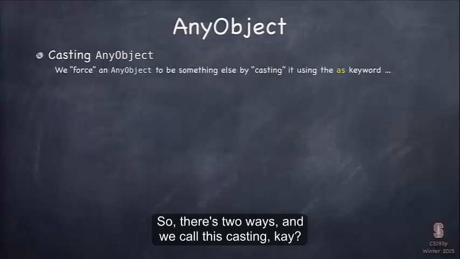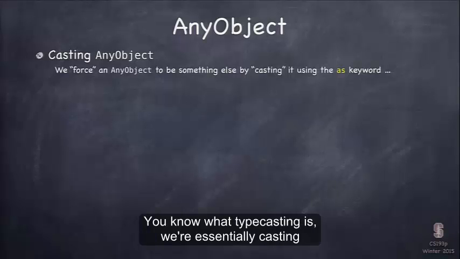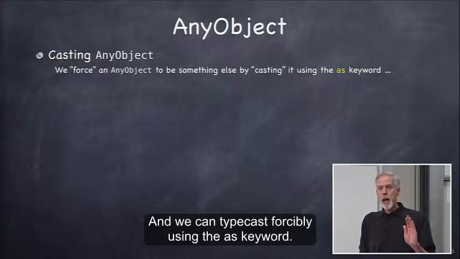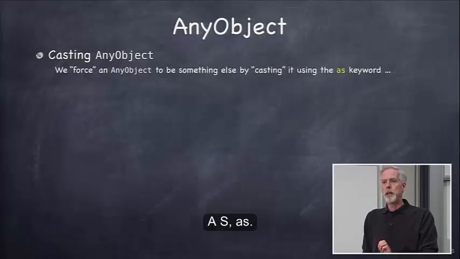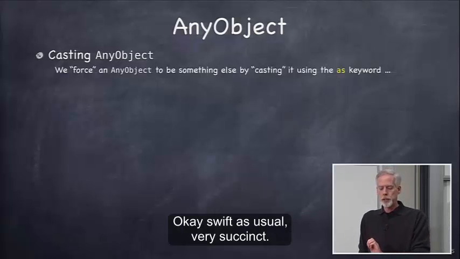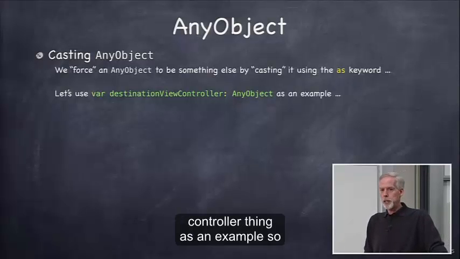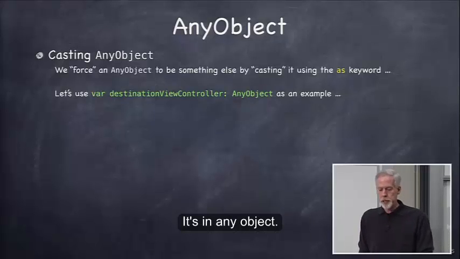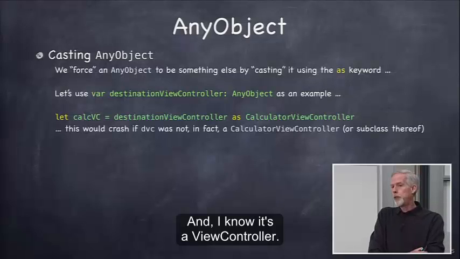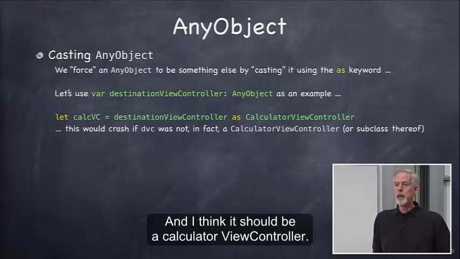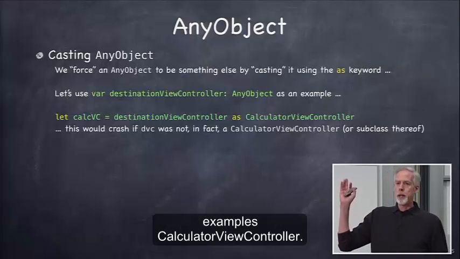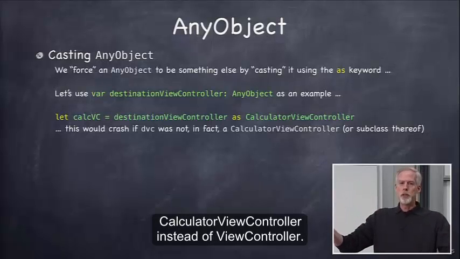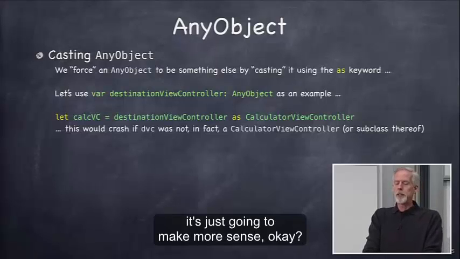So there's two ways, and we call this casting. You know what type casting is. We're essentially casting the type from any object to something else. And we can typecast forcibly using the as keyword, as. Swift, as usual, very succinct. And so I'm going to use that destination view controller thing as an example. So I've got this property, destination view controller. It's an any object. And I know it's a view controller, and I think it should be a calculator view controller. So I'm going to be using calculator view controller in my examples. Imagine we had called our calculator view controller instead of view controller. I'm doing that in the examples because it's just going to make more sense, okay?